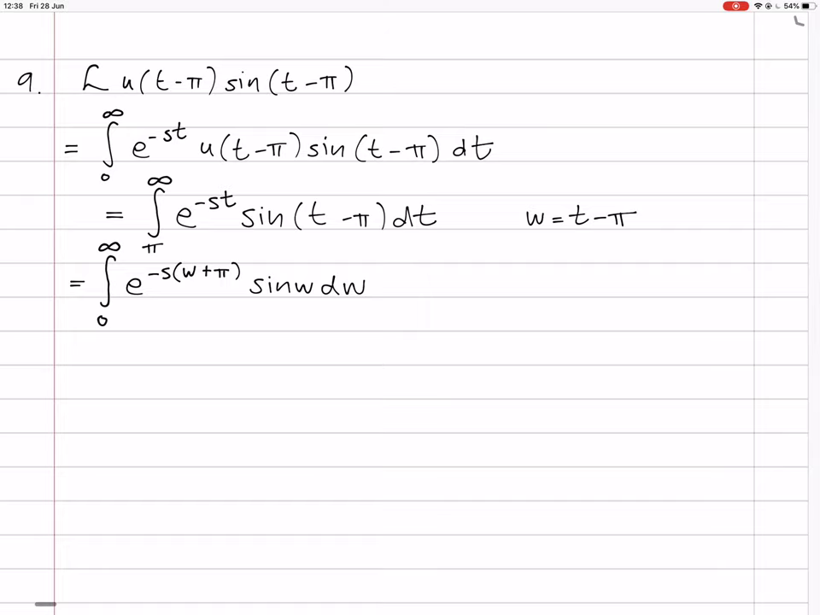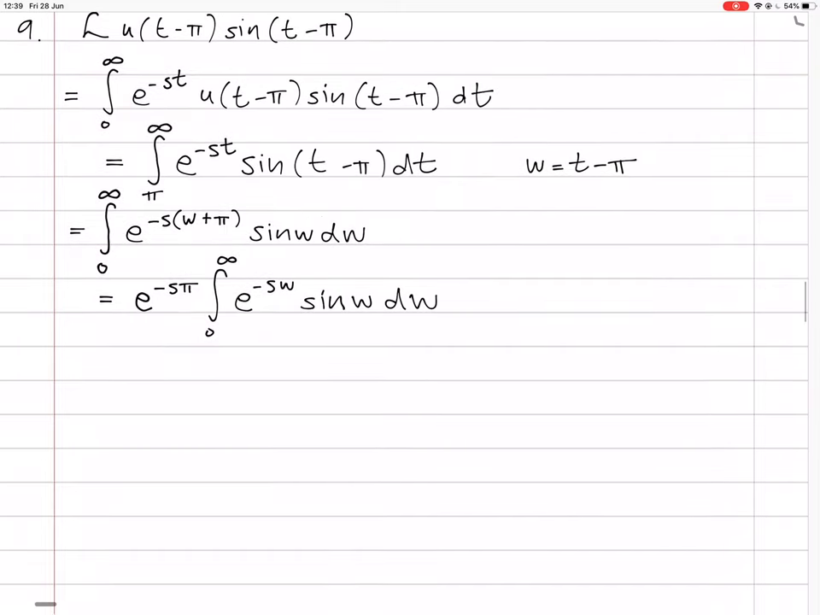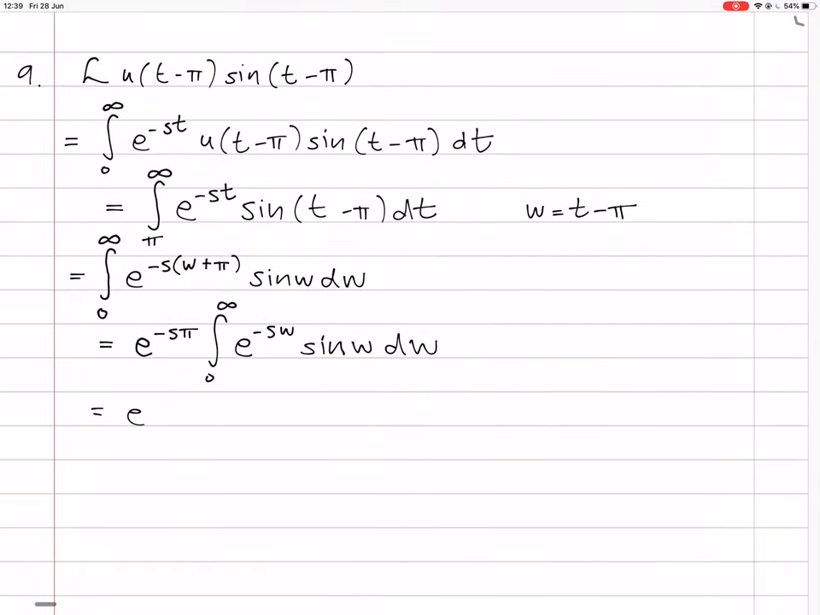Then this now is the same as if we take out e^(-s pi), and have 0 to infinity. Oh, no, that's not sine w dw, right? Now that is e^(-s pi), and it's just the definition of the Laplace transform of, by definition, the Laplace transform of sine of w. There's no reason not to call it w. That's the right-hand side, right?